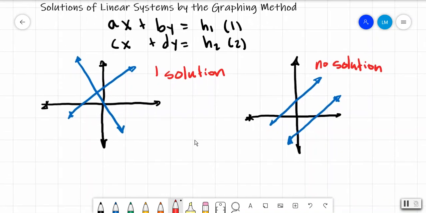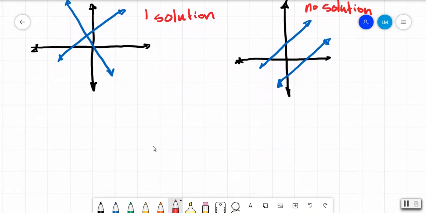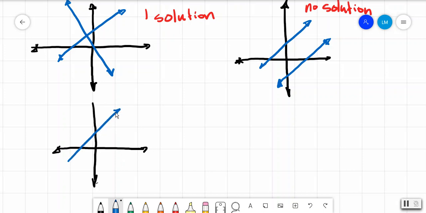Now, another form that you might find when you graph your equations is that if you graph your set of two equations, one of the lines looks like this, but then you graph the other equation of the line and it's still the same one. Well, that means that there are infinitely many solutions.